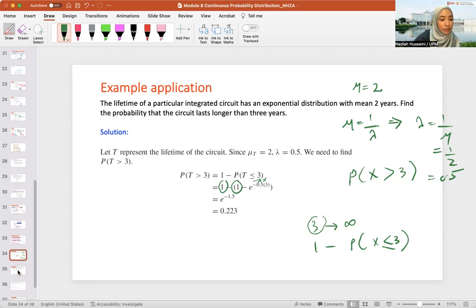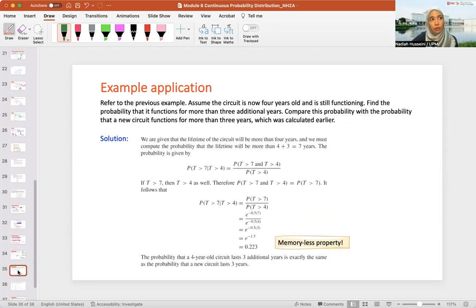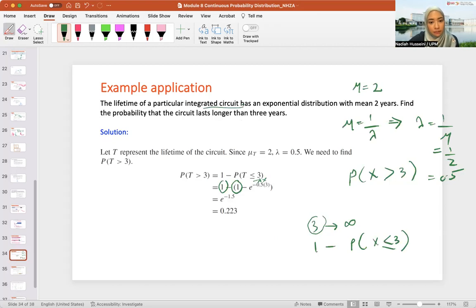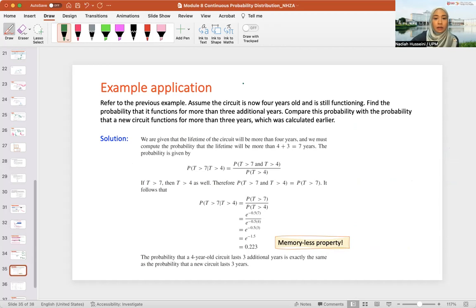I'm going to go over the next example to show you what it means for it to be memoryless. For the property of the exponential distribution, I said that it is lacking of memory. So what does that mean? We're going to explore that by comparing these two different examples. Now refer to the previous example. We're still talking about the integrated circuit.